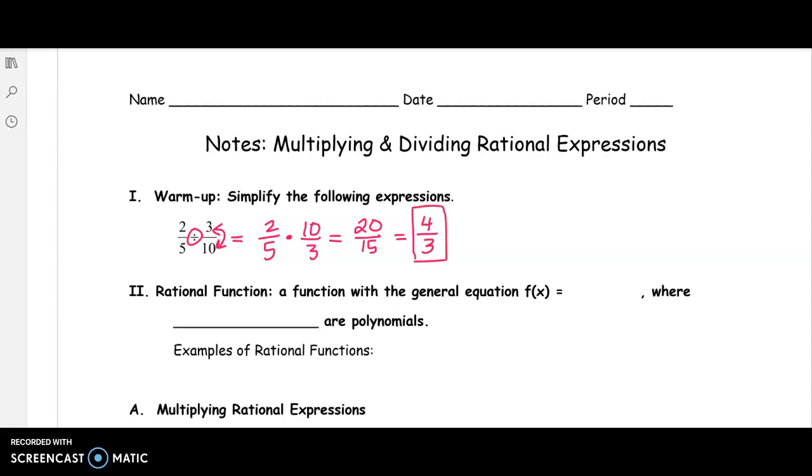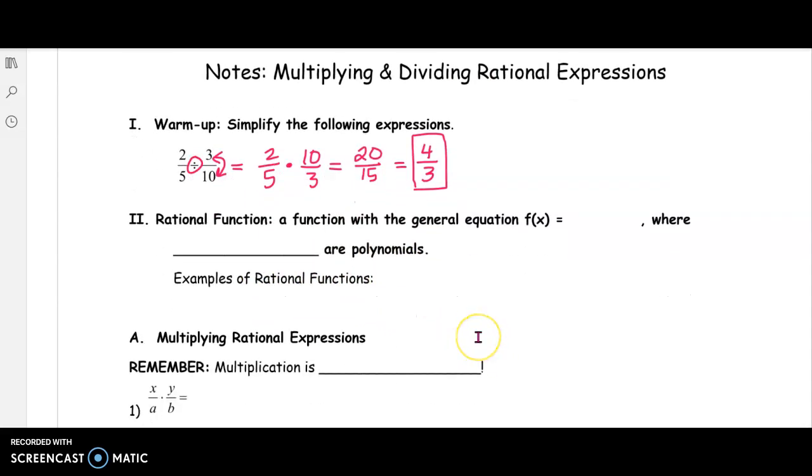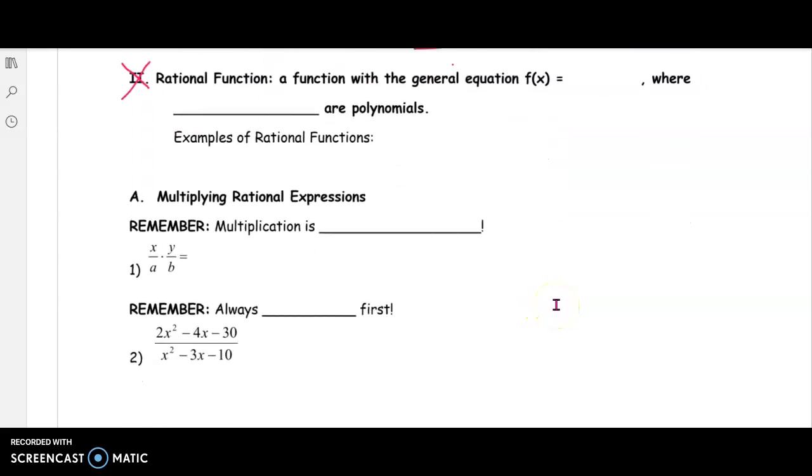So we're going to do something similar. We're not actually talking about the rational function yet, so I'm going to skip over this section number 2. We're only talking about expressions in this particular section. We are focusing on expressions, not equations or functions just yet.